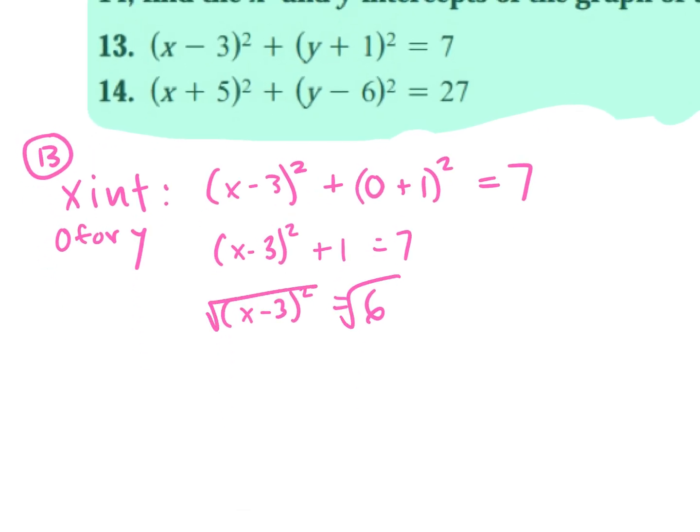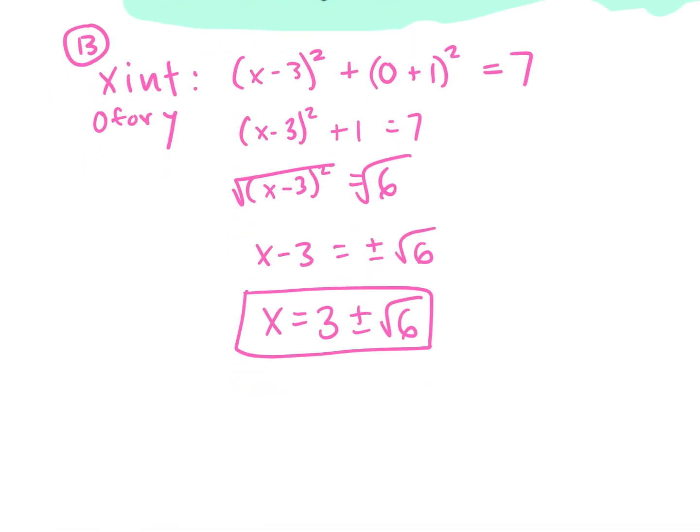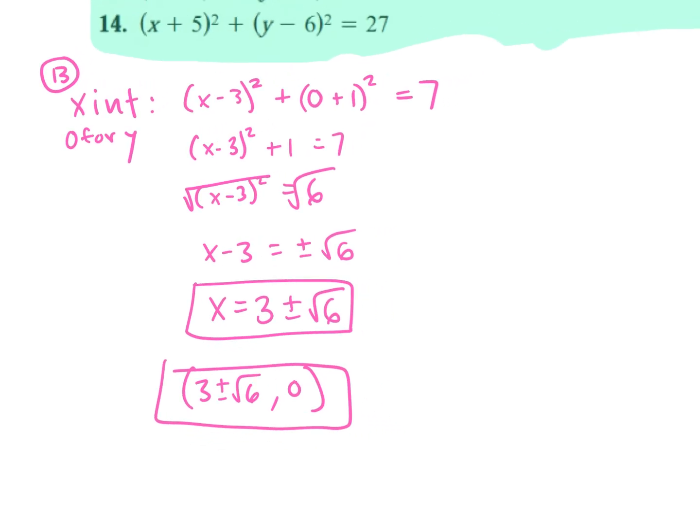Take the square root of both sides. What do I have to remember to do when I take the square root of both sides? Plus or minus. And then what's the last step? Add 3. So x is equal to 3 plus or minus square root 6. But since this is an x-intercept, it's probably written as a point. So it'll be 3 plus or minus square root 6, comma 0. That's our x-intercept. We would do the same thing for the y-intercept. But what do I plug in to find the y-intercept? Plug in 0 for x.